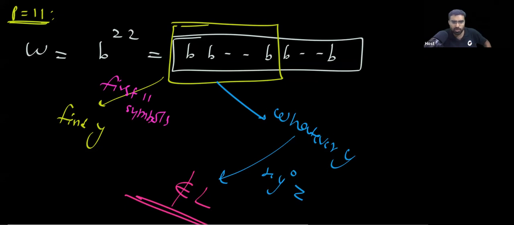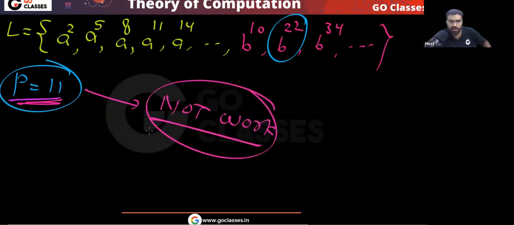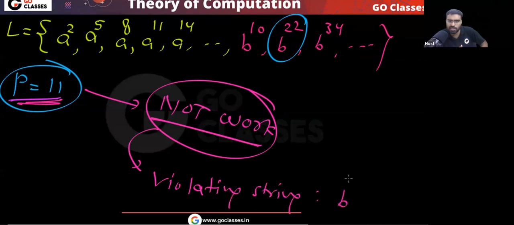So can I say p equal to 11 does not work? Yes or no? Please tell me. So p equal to 11 does not work. And who is the violating string? The violating string is b power 22. Is this clear? P equal to 11 does not work.